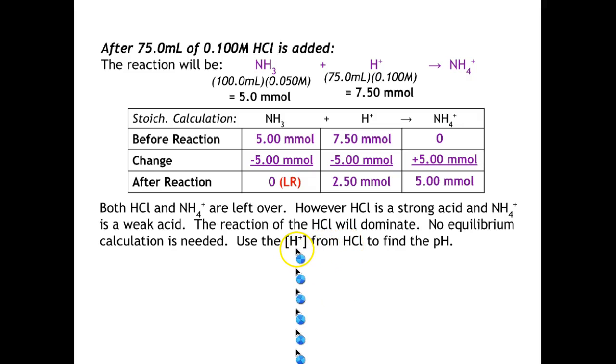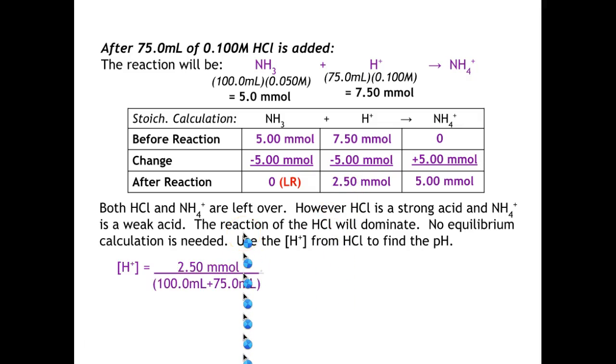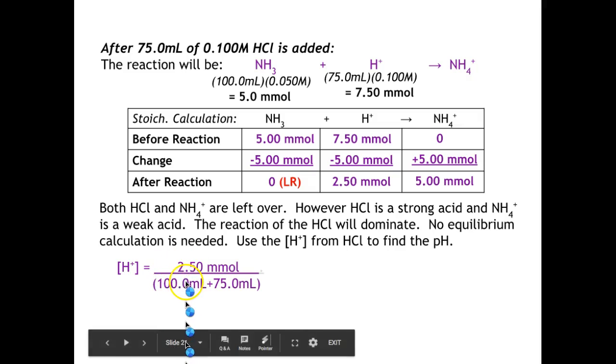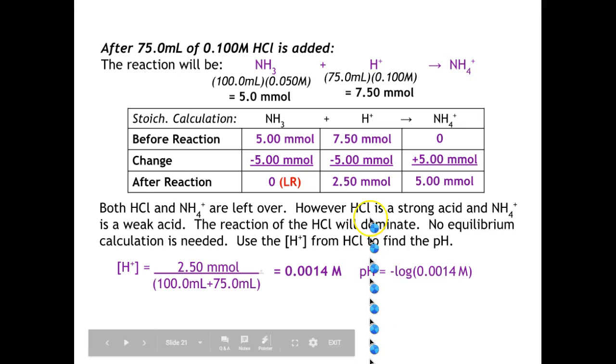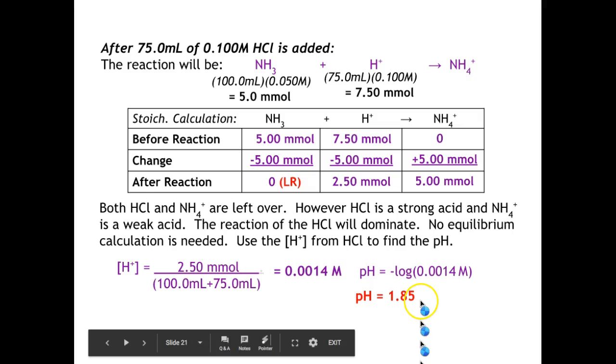So we're going to take the concentration. And to get concentration, we have to take our millimoles divided by our total new volume. Our total new volume is going to be 100 milliliters from the initial base that was in there, plus the 75 milliliters of acid that we added, which is going to give a concentration of 0.0014 molar. So here's our new concentration of H+. So all we need to do is take negative log to get our pH. So negative log is going to be a pH of 1.85.